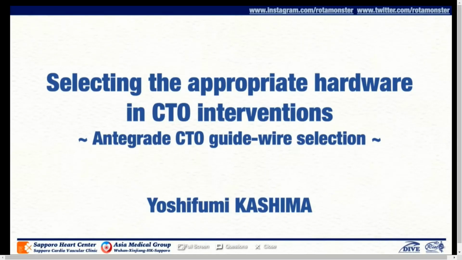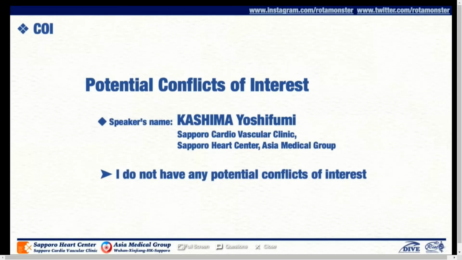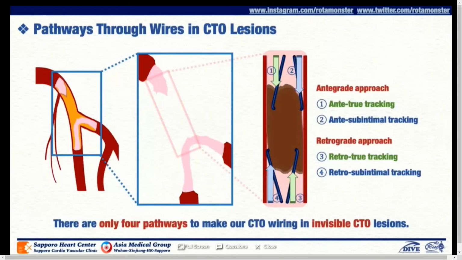I have only 15 minutes today, so I will focus on the antegrade guide wire selection. CTO is one of the unresolved regions and the essential problem is invisible. There are only 4 pathways to make our CTO wiring in invisible CTO regions. Those are antegrade true tracking, antegrade subintimal tracking, retrograde true tracking, and retrograde subintimal tracking.